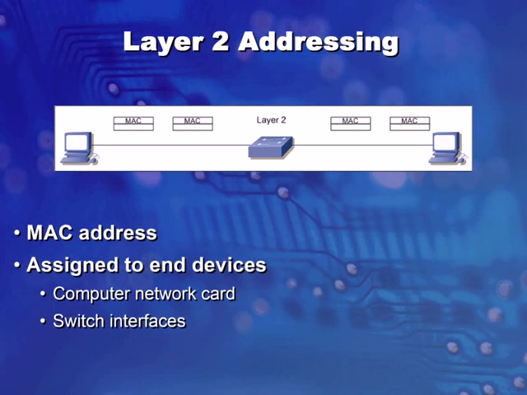Another key point, and I did mention this already, is the addressing scheme at layer 2. If we're talking about Ethernet, we're talking about MAC addresses, which is media access control addresses. And we'll talk more about the formatting of the 48-bit MAC address and how they fit into an Ethernet header later on in this course.